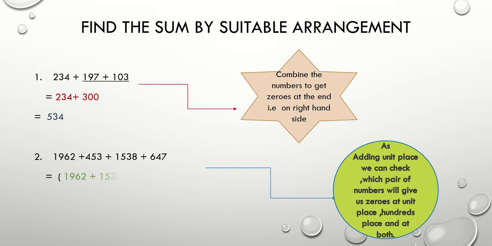So I will club 1962 and 1538. The rest two numbers you can check. Again this pair will give you 0 at the unit place or hundreds place, you can check. So after combining these, first add these two numbers. The first bracket you will solve, you will get 3500. When you solve the second bracket, you will get 1100. So the answer would be 4600.